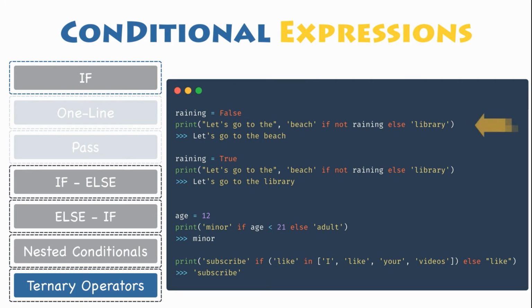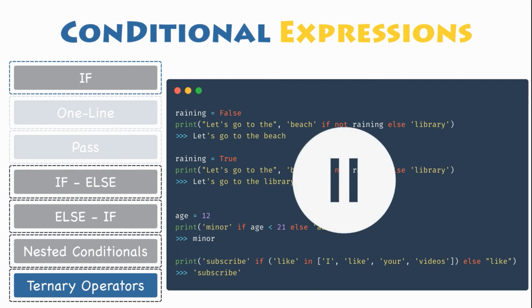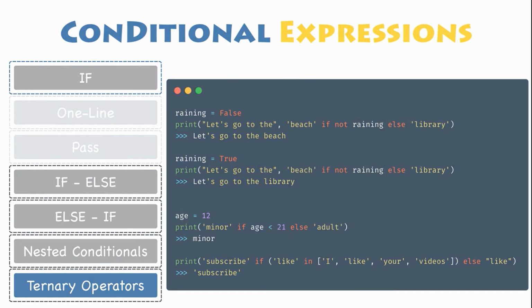In the very first example, raining has a Boolean value of false. Thus, the expression, if not raining, is true, and results in returning the left value of the conditional expression, which is beach. Consequently, it will print, let's go to the beach. On the other hand, when raining has a Boolean value of true, the conditional expression is false, which results in printing out, let's go to the library. Okay? Let's pause this video and analyze the other examples, if you want to.